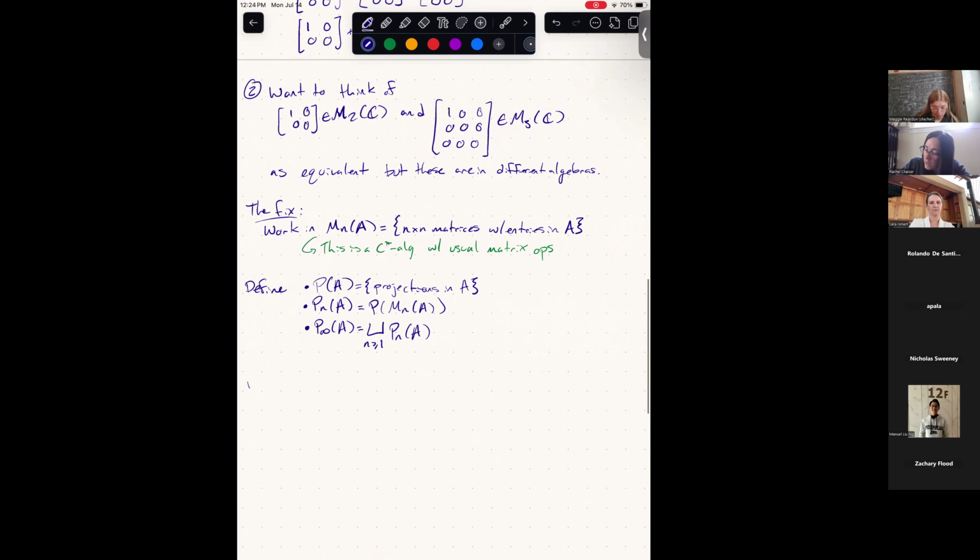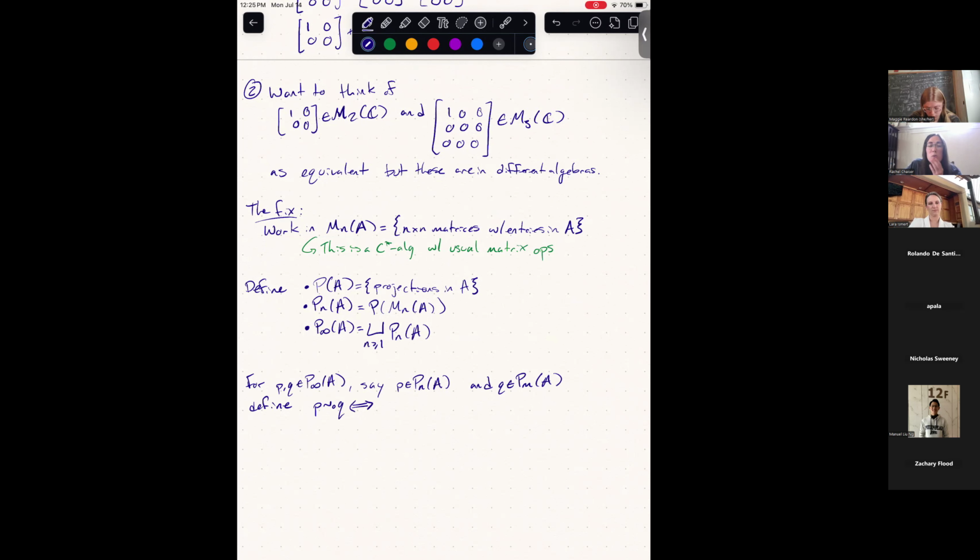So let's say for two projections in P infinity of A, let's say P is an n by n matrix and Q is an m by m matrix. We're going to define an amplified version of Murray von Neumann equivalence, which now I'm going to call tilde 0 for the name of the equivalence relation. This is because it's going to define our K0 group.